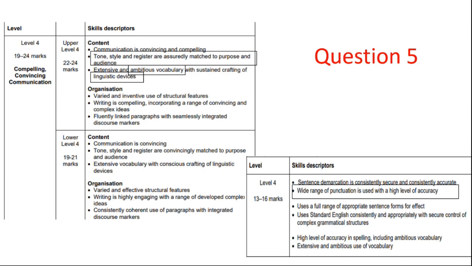Vocabulary goes without saying. Use words from literature here in persuasive writing. For example, tyrannical, misanthropic, duplicitous. Linguistic devices: you have to construct your own similes, metaphors, personification. Also, wide range of punctuation. So we will incorporate colons and semicolons in this video.